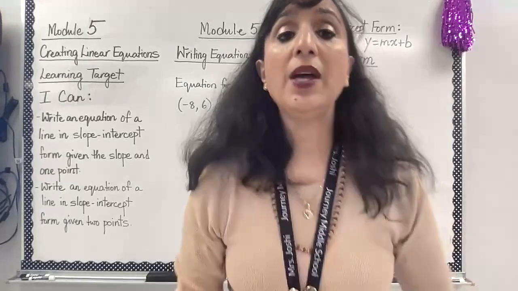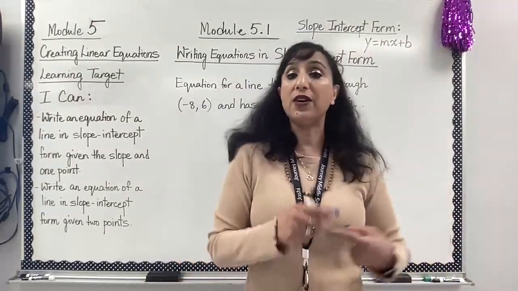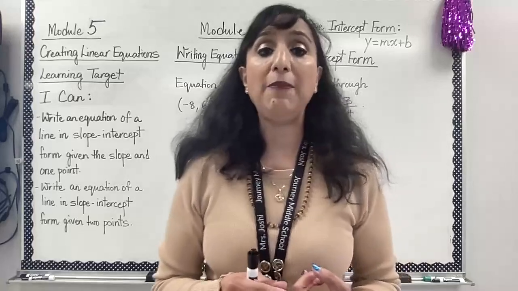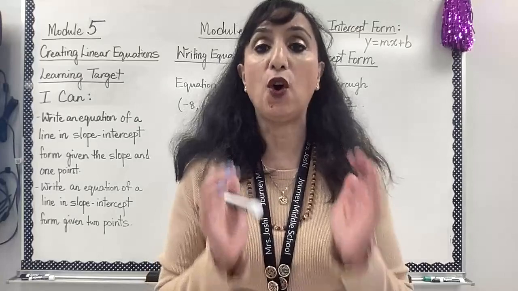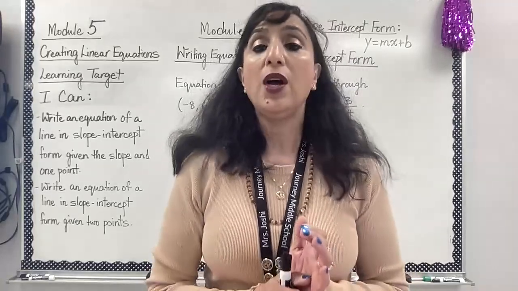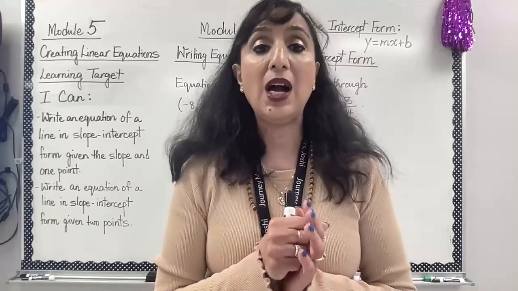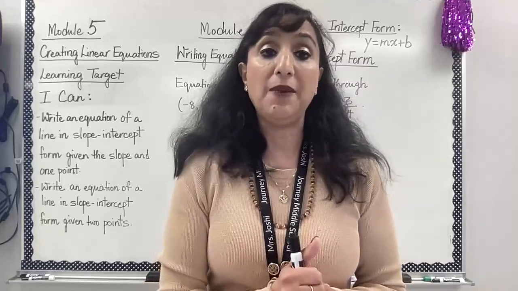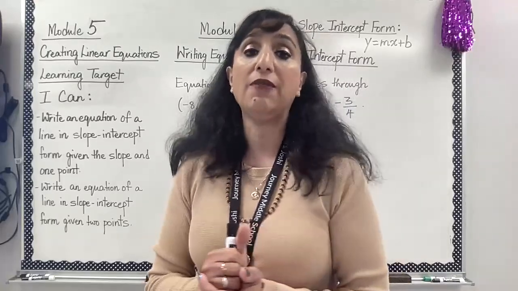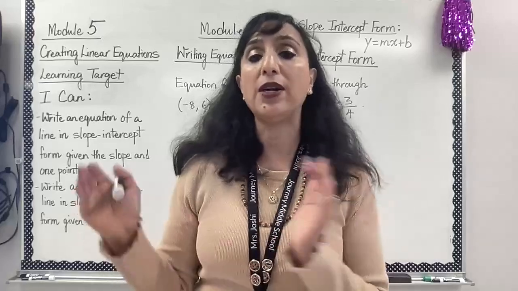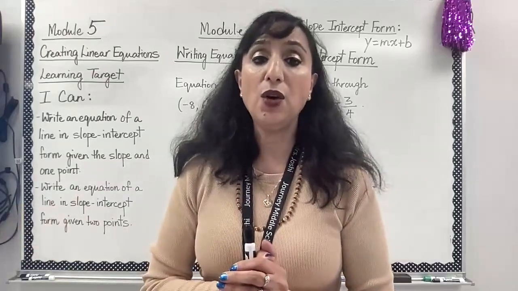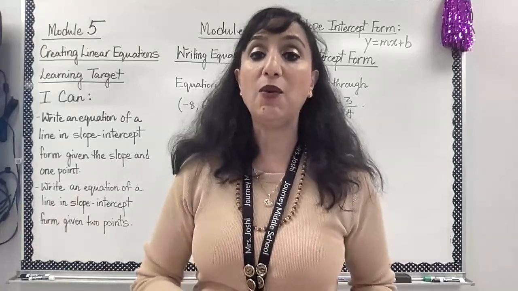So we are going to do two things. In the first one, you may be given the slope and one of the ordered pairs. Using that, we are going to find the equation in slope-intercept form. And I can also be given two ordered pairs. Using that, again, we are writing an equation.